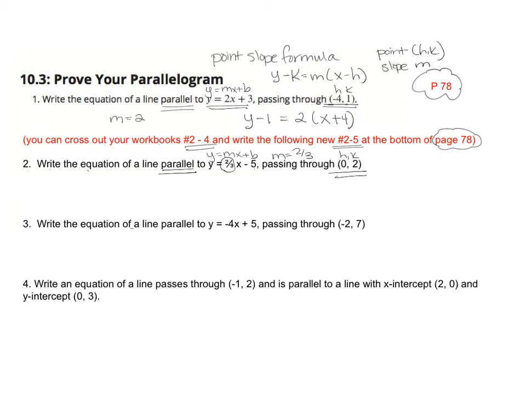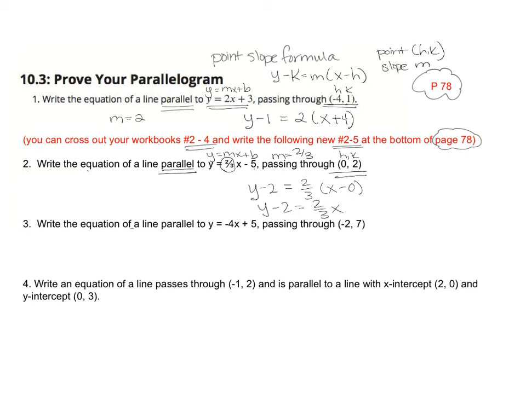So now I can write my equation. Y minus my k, y minus my y coordinate, y minus 2, equals my slope 2/3 times x minus h, which is 0. This equation is fine. That's a great answer. Some students will notice that x minus 0 is just x. So you could also write y minus 2 equals 2/3 x. They're really the same thing.